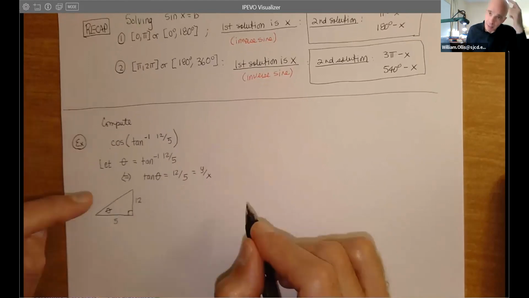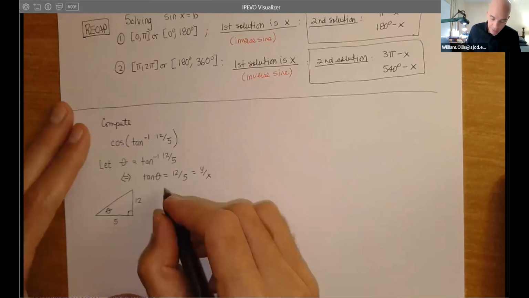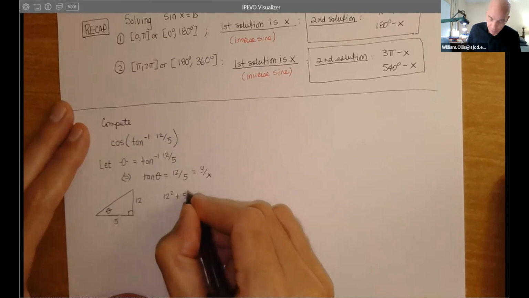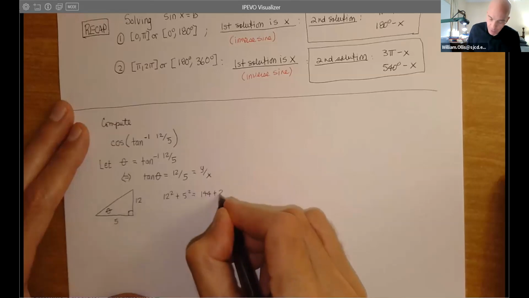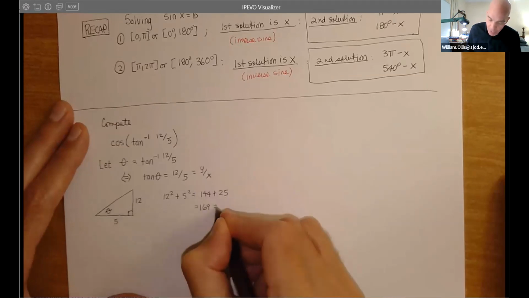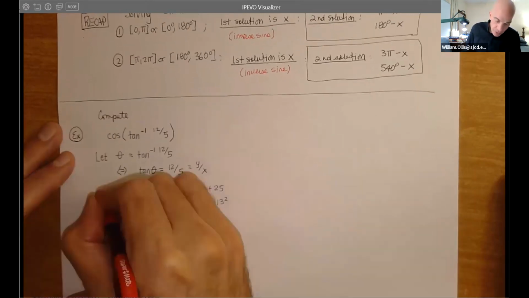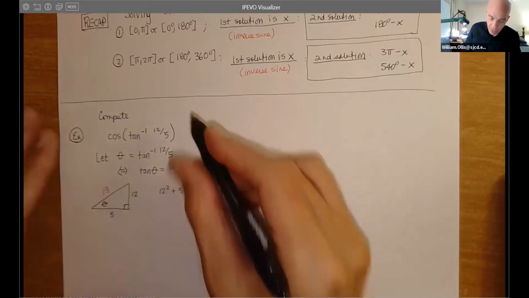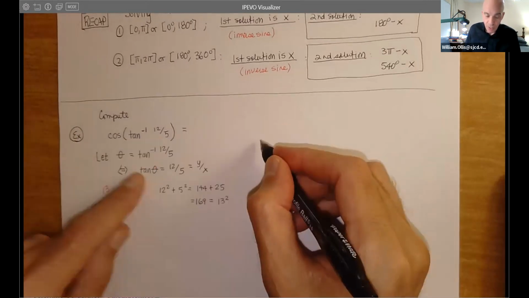And now this is where the Pythagorean identity comes in. I just need the hypotenuse. So whatever I have here, this would be 12 squared plus 5 squared. That's 144, easy numbers, plus 25. So that's 169, and that's a perfect square. That's 13 squared. So by the Pythagorean theorem, the hypotenuse is 13. This gives us exact computational ability. So now we can go back up here and say, well, cosine of the inverse tangent of 12 over 5 is really just cosine of theta.